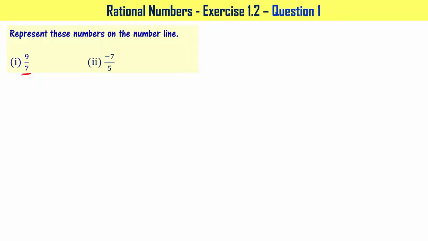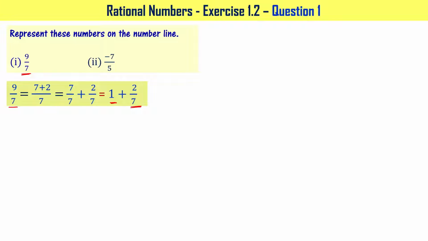Let me write 9 by 7 as 7 plus 2 divided by 7. You see, I have written 9 as 7 plus 2, right? I can further write it as 7 by 7 plus 2 by 7, right? 7 by 7 is 1 and we have plus 2 by 7. Now look at this, 9 by 7 is equal to 1 plus 2 by 7, right?